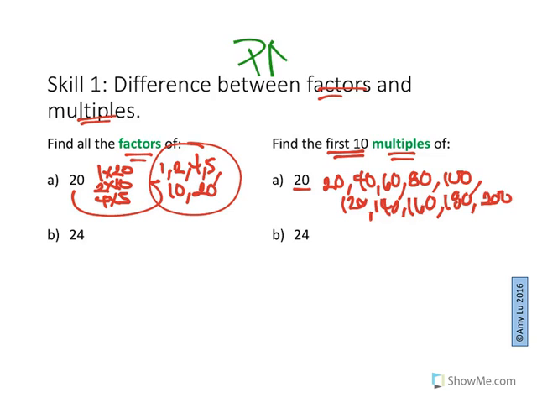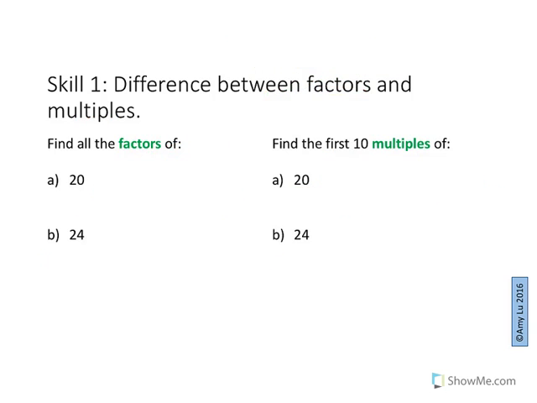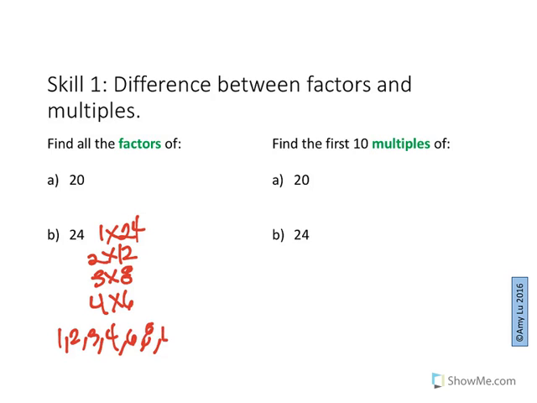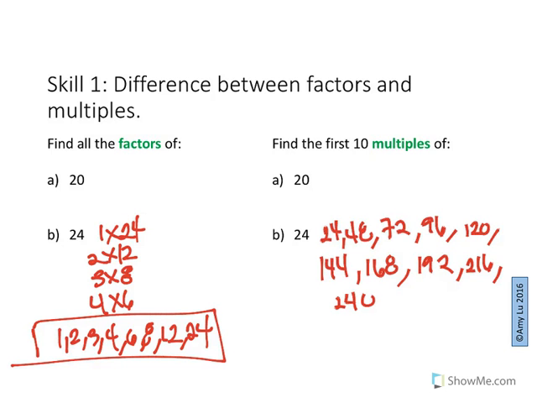At this time, pause and find the factors of 24 and the first 10 multiples of 24. For 24, you should have 1 times 24, 2 times 12, 3 times 8, 4 times 6. Therefore, the factors of 24 are 1, 2, 3, 4, 6, 8, 12, and 24. The first 10 multiples of 24 are 24, 48, 72, 96, 120, 144, 168, 192, 216, and 240.